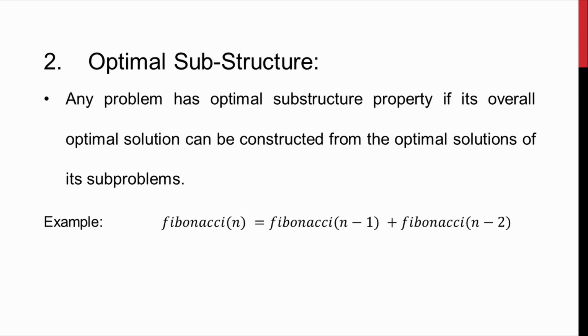On the other side, in the optimal substructure property, a given problem has the optimal substructure property if the optimal solution of the given problem can be obtained using the optimal solutions of its subproblems. Like here, Fibonacci n is equal to Fibonacci n minus 1 plus Fibonacci n minus 2. This clearly shows that the problem of size n has been reduced to subproblems of size n minus 1 and n minus 2. Therefore, Fibonacci numbers have the optimal substructure property.